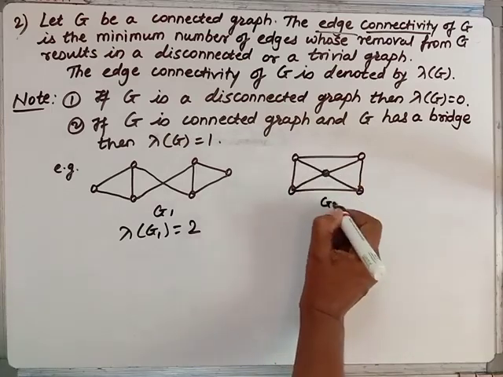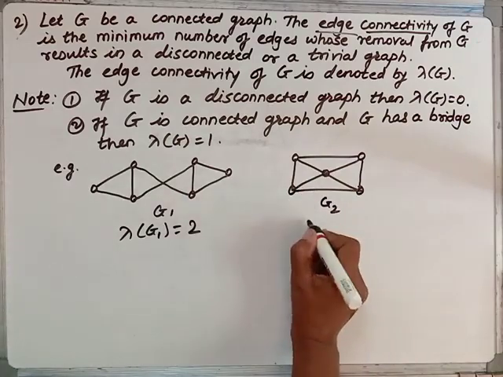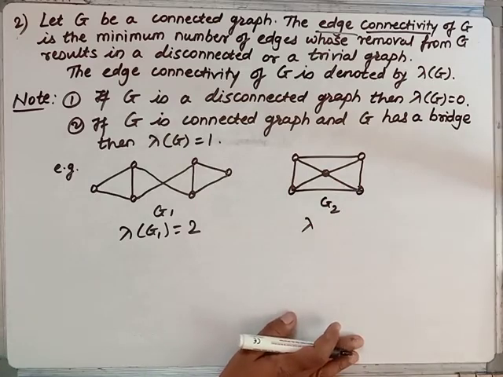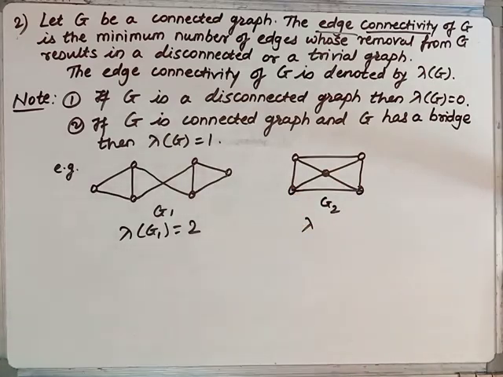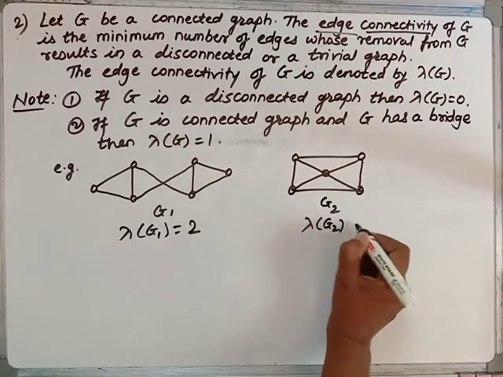So here it will be G2, suppose, with 5 vertices and these edges. Whenever we delete 3 edges, it will become a disconnected graph. So lambda of G2 is how much here? 3.